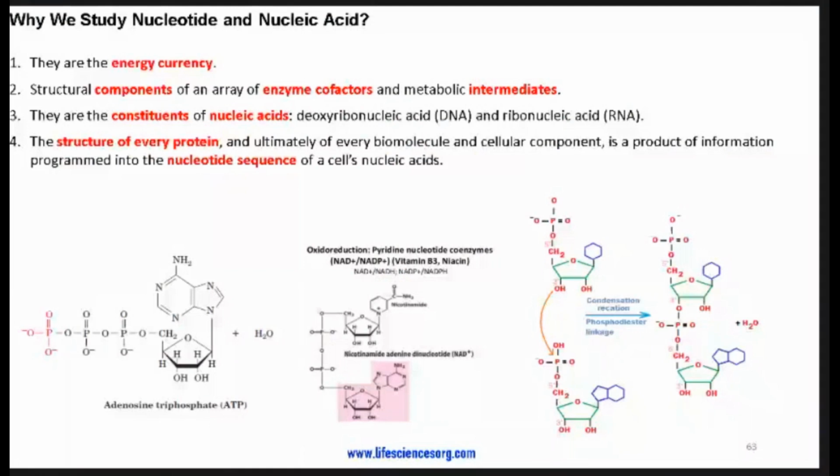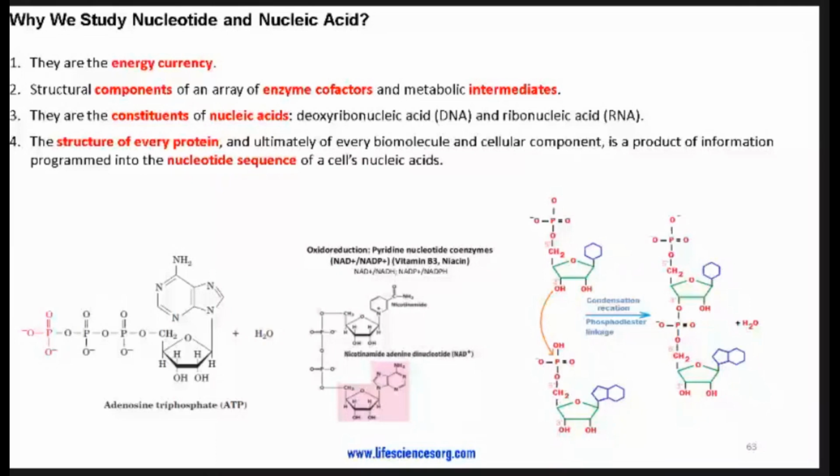So these are some of the basic information I have taken from the previous book. Why do we need to study nucleic acids and genes? There are some good reasons: nucleic acids are part of the energy currency. They are structural parts of some enzymes, cofactors and metabolic intermediates. Nucleotides also constitute the nucleic acid. Nucleic acid is a polymer of nucleotides, just like amino acids make proteins. So nucleotides make the nucleic acid.